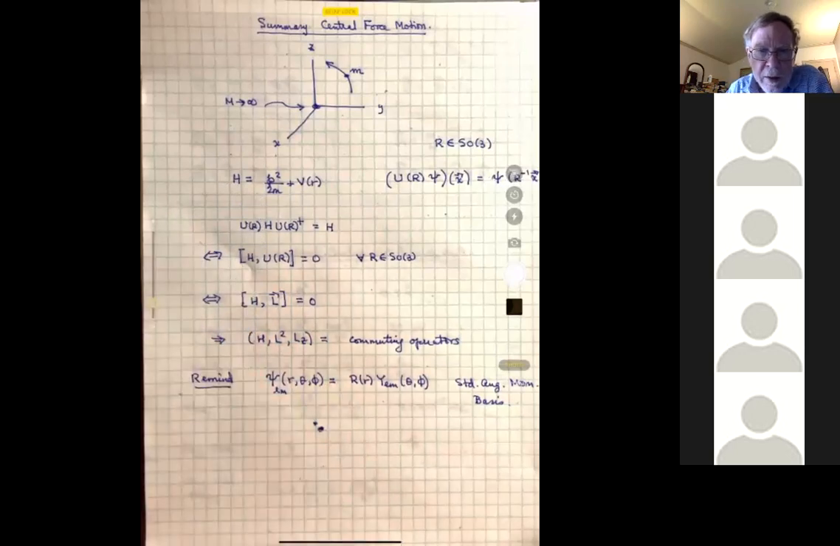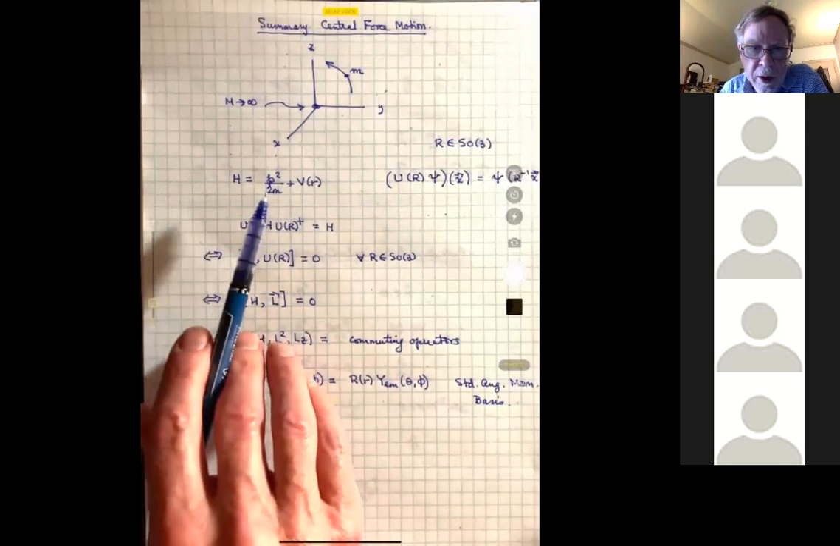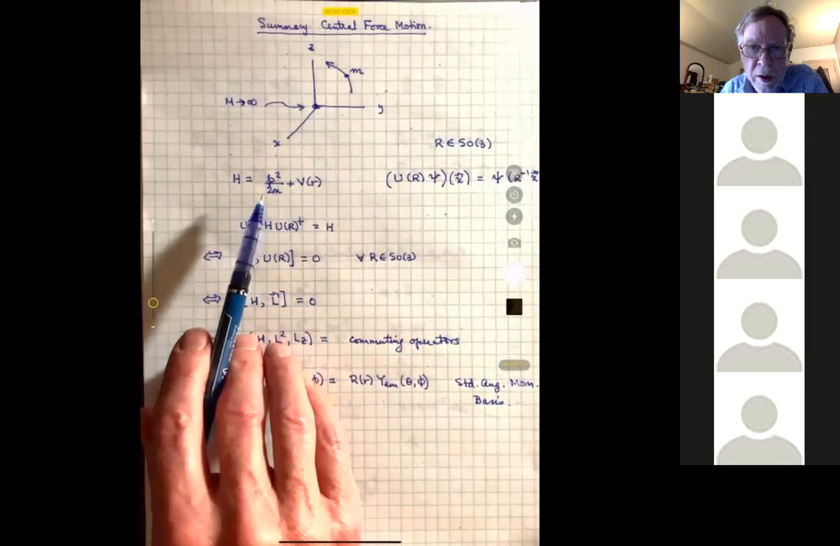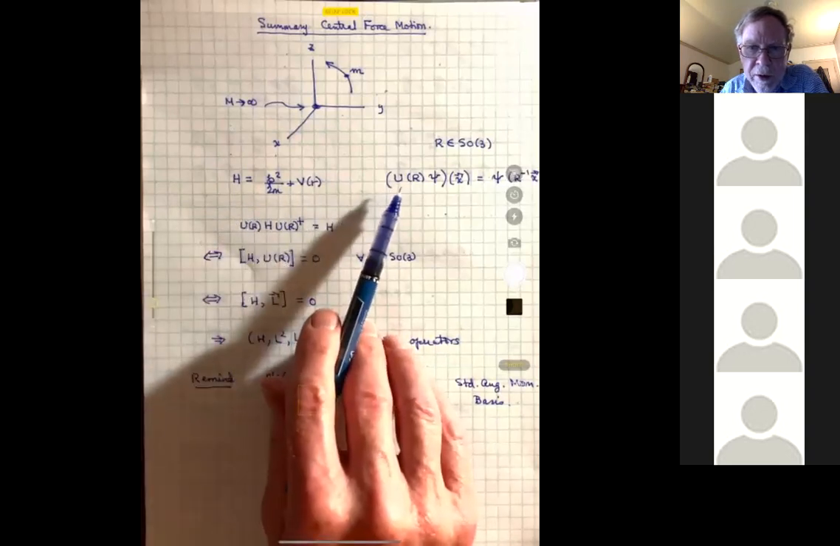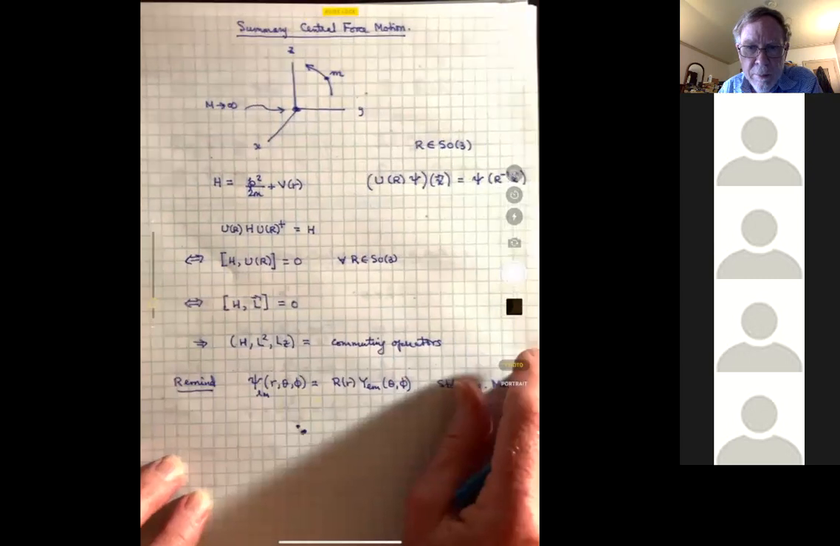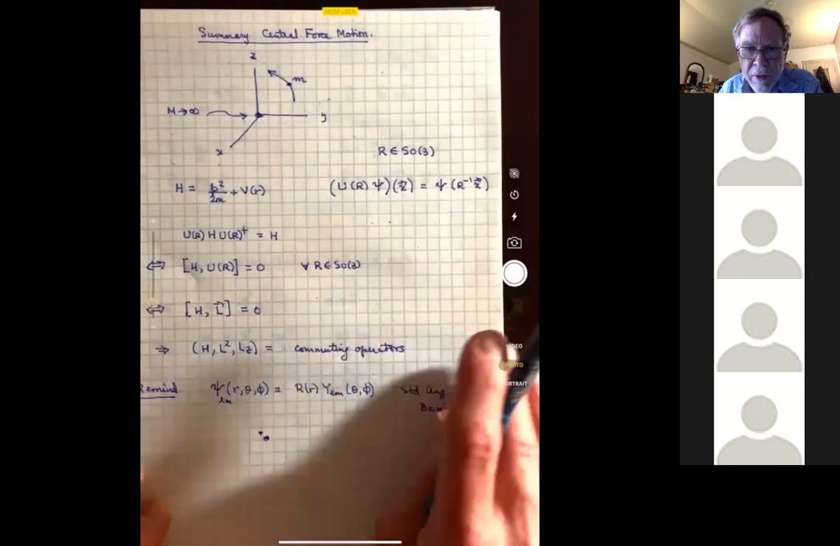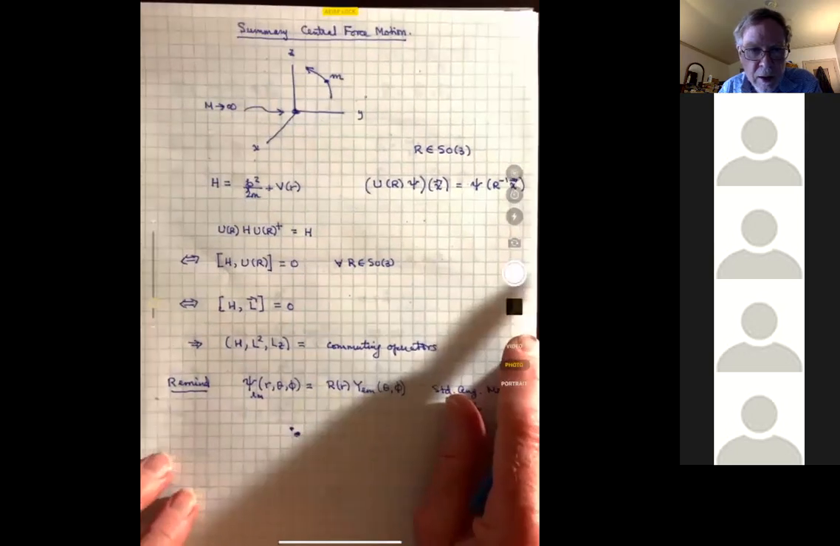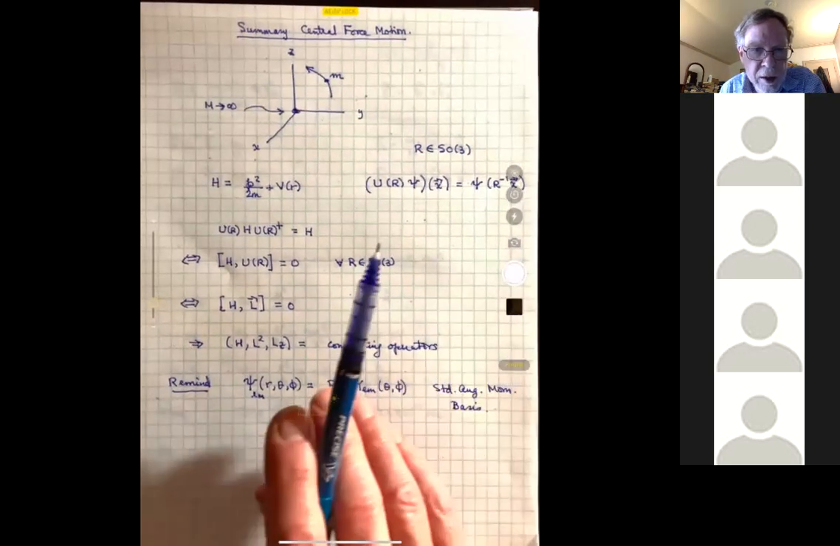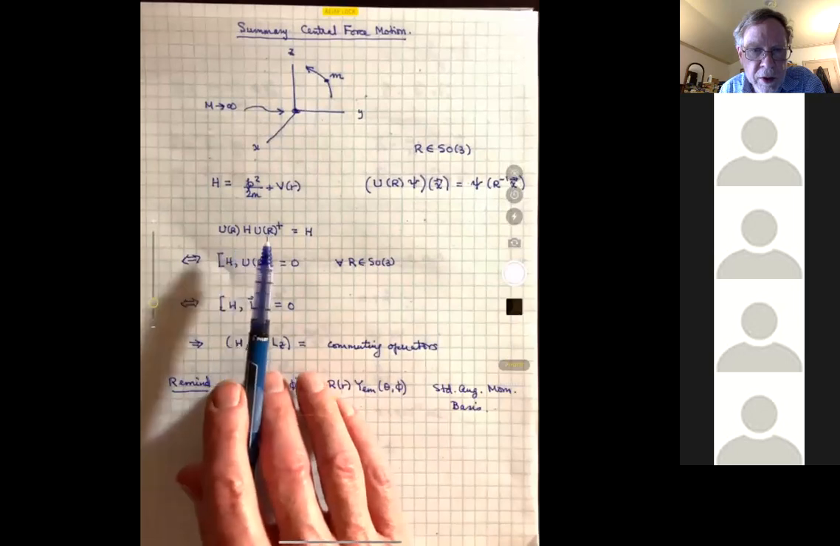Now, I didn't have too much time on this at the end of the last lecture, but the main point is that this Hamiltonian commutes with the rotation operators. The rotation operators themselves are defined this way. We went through that in a previous lecture. Here's the action of the rotation operator on a wave function. And from this, it follows that the Hamiltonian commutes with the rotations.